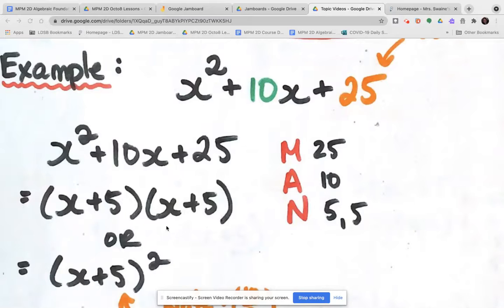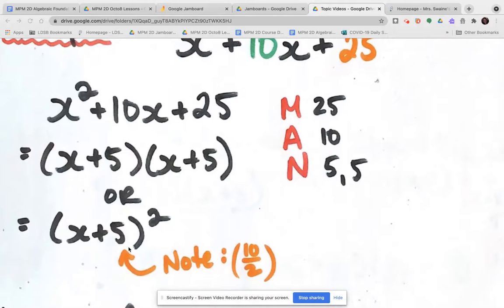And again, you can kind of visualize it. If I FOILed it out, I would have x times x, which is x squared, x times 5, which is 5x, another 5x here, which combines to be the 10x in the middle, and then 5 times 5 is our 25. And then the neat thing here is that we know x plus 5 times x plus 5 can also be written as x plus 5 squared. And that's what makes this special.